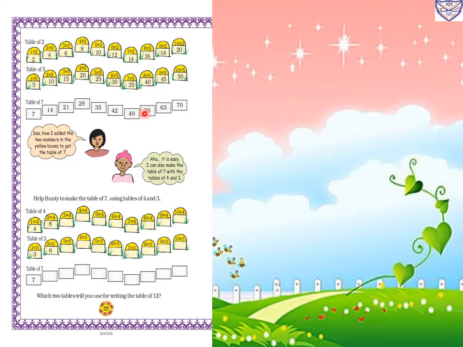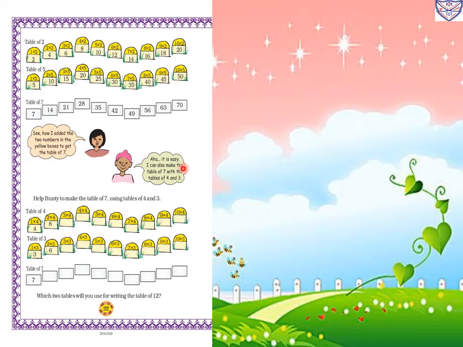Then 7 eights are 56. She will add 40 and 16, that is 56. Then 7 nines are 63. So she will add 45 and 18. So it will give 63. Then 7 tens are 70. So she will add 50 and 20. So that will give 70. See how I added two numbers in the yellow boxes to get the table of 7.